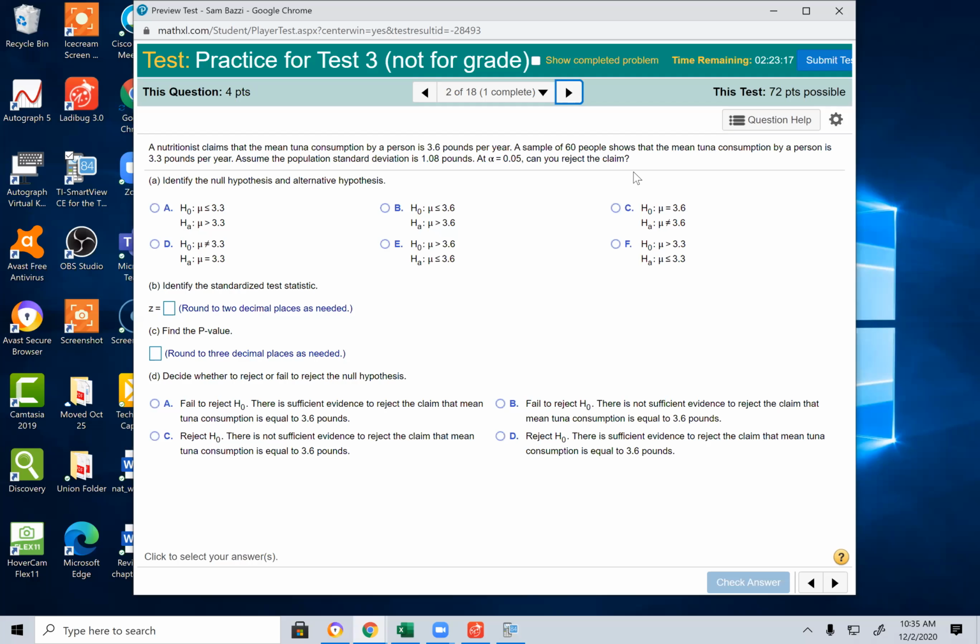Okay, what kind of test are we using here, guys? He gives you the population standard deviation. Z-test. Z-test again. Okay. They claim that the mean tuna consumption by a person is 3.6. So equal or not equal? So it's going to be C.